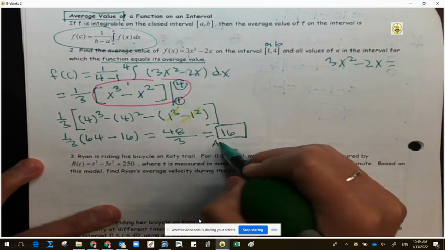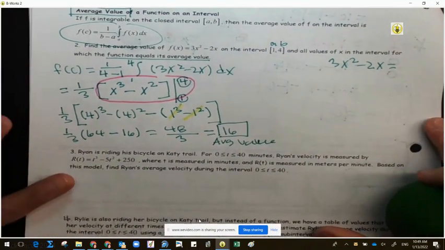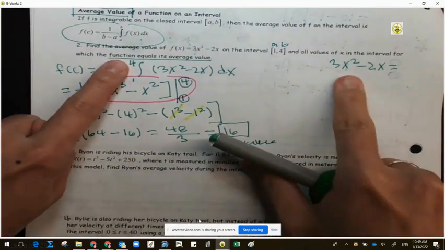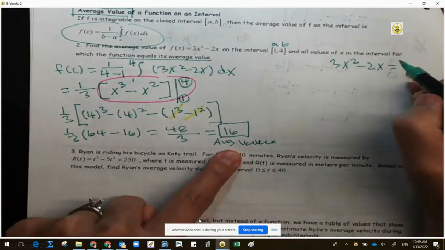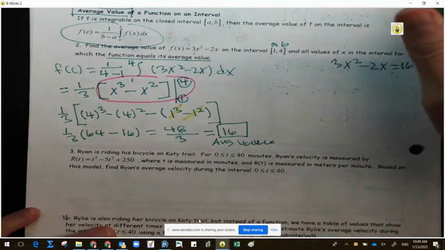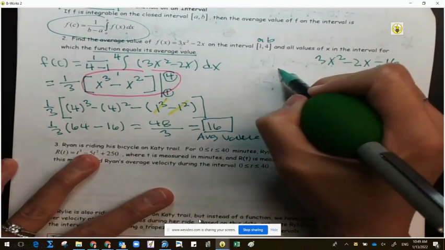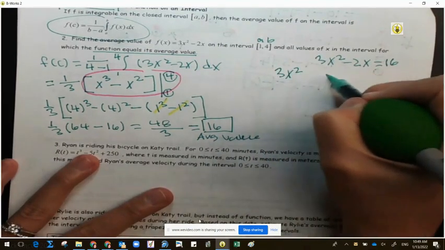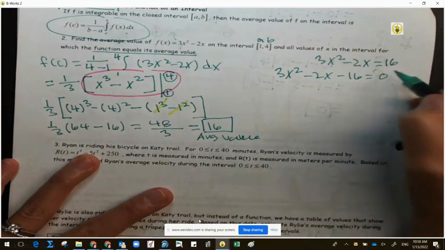So right here, this is my average value. So let's go back to what I underlined at the very beginning. The function 3x squared minus 2x is equal to the average value that we found, 16. So this is going back to algebra 1. We need to solve for what is my x. So I need to go ahead and set this equal to 0 because we are going to factor. So if you missed factoring, it's your happy day.